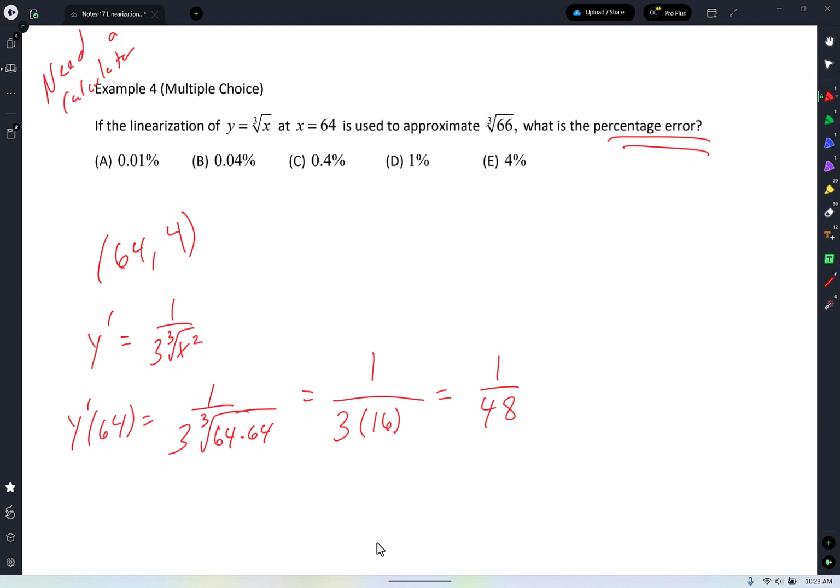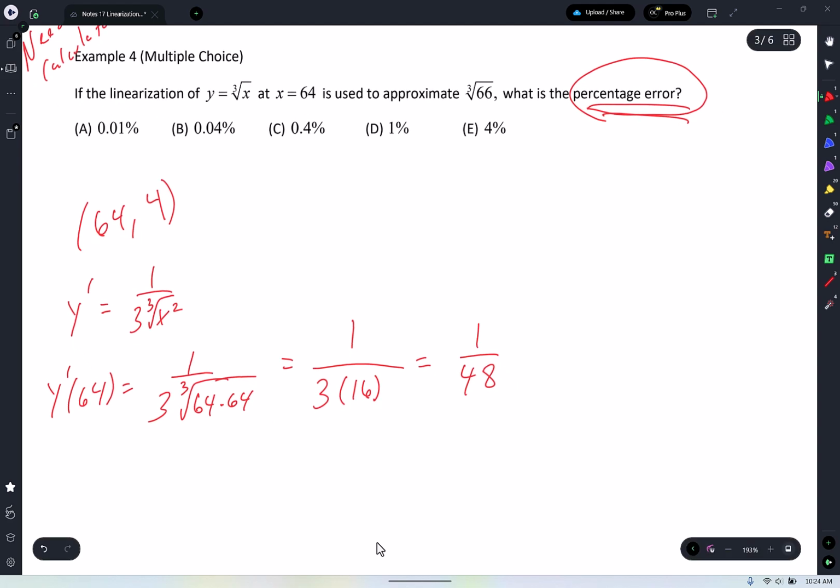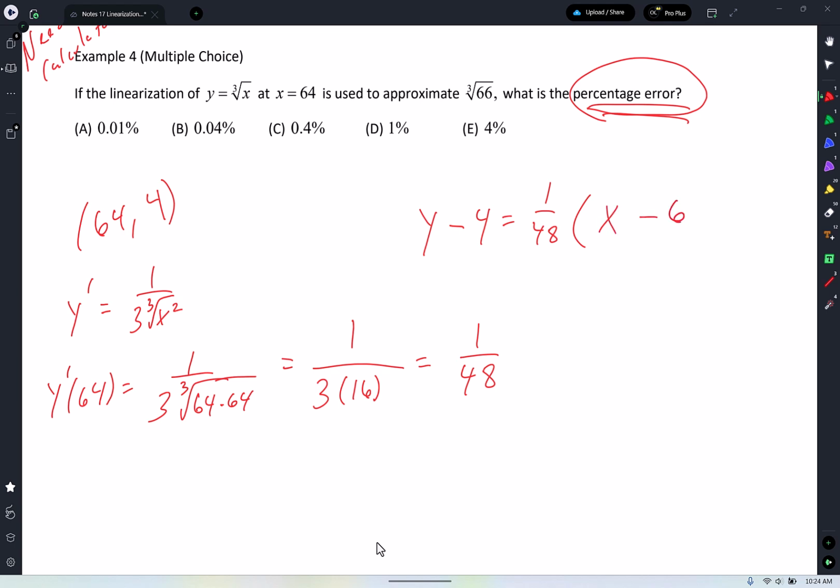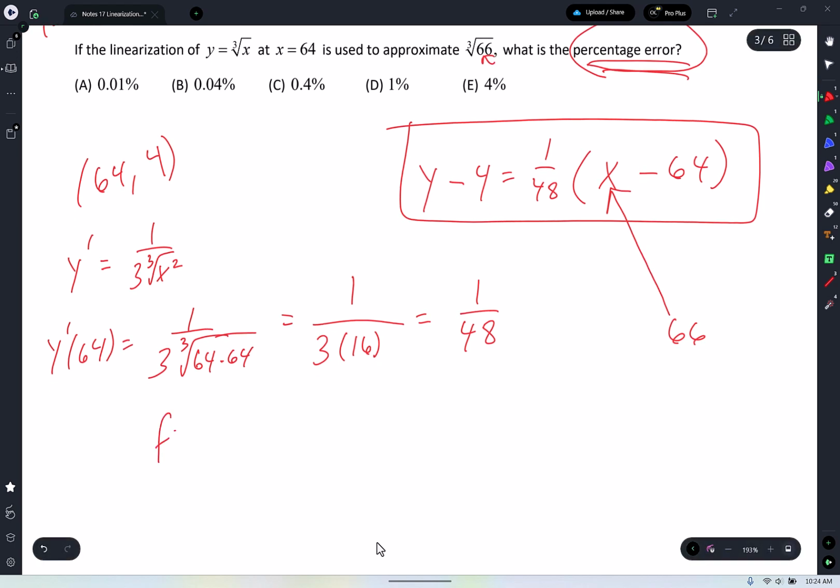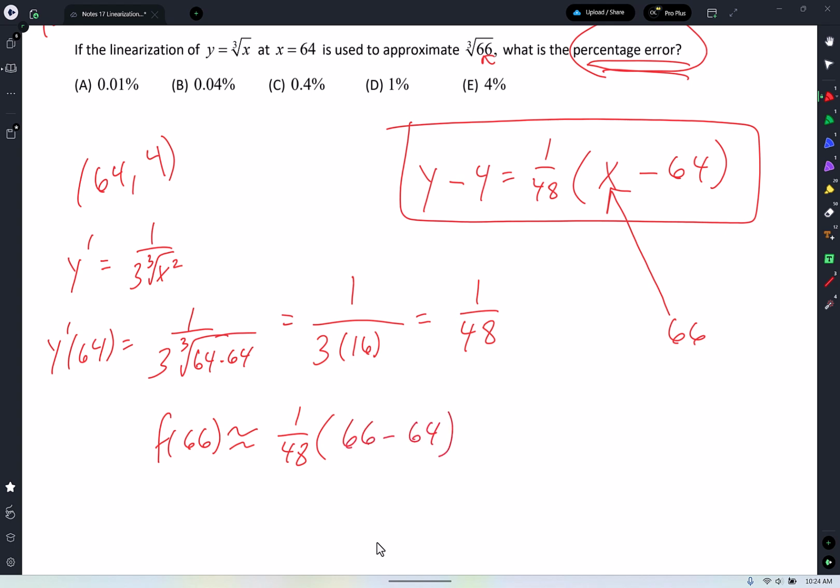I'm going to use that tangent line to find the approximate. But notice they want the percent error. So here we go. I'm going to go y minus 4 equals 1 over 48, parenthesis, x minus 64, close. This is a tangent line. What value am I going to put there for that x? 66. Perfect. So f of 66 is approximately 1 over 48, parenthesis, 66 minus 64, close, plus 4.